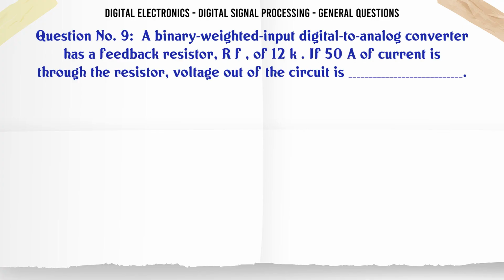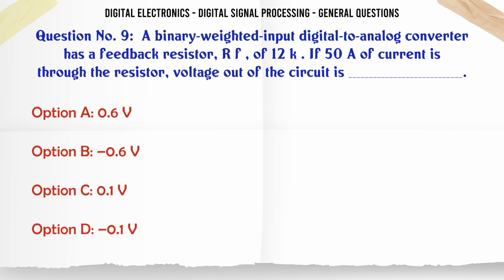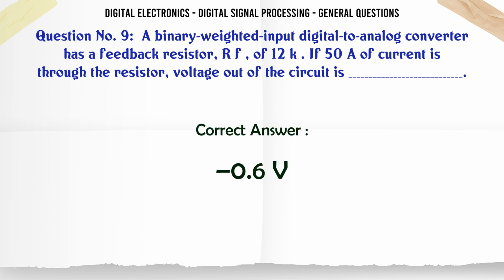A binary weighted input digital to analog converter has a feedback resistor RF of 12K. If 50 microamps of current is through the resistor, voltage out of the circuit is A. 0.6 V, B. -0.6 V, C. 0.1 V, D. -0.1 V. The correct answer is 0.6 V.